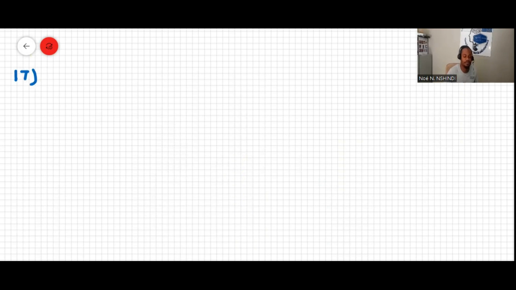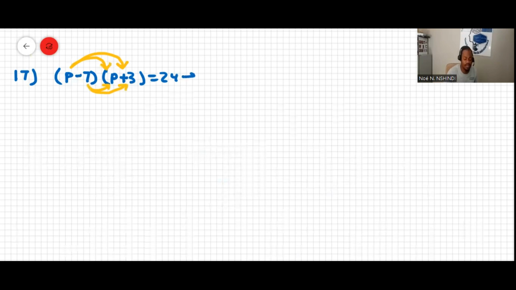Question 17 says that (P minus 7)(P plus 3) equals 24. In this case, what we do is P times P, P times that, that times that, that times that, and then what does it make? P squared plus 3P minus 7P minus 21 equals 24.